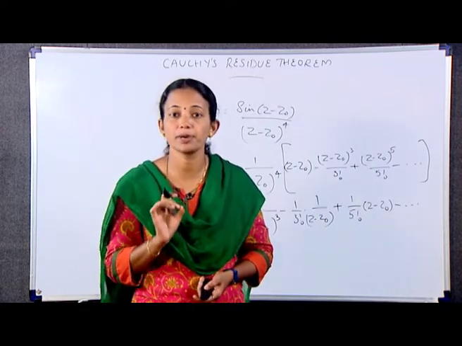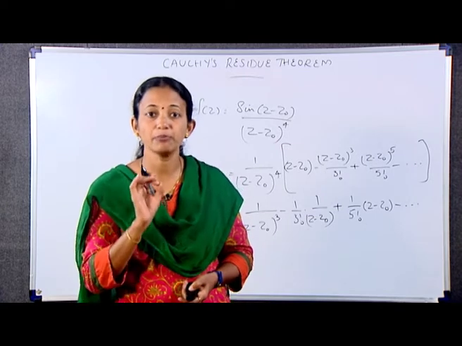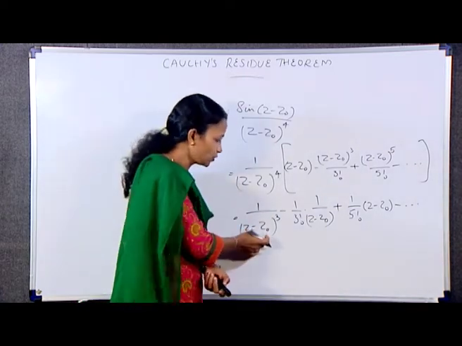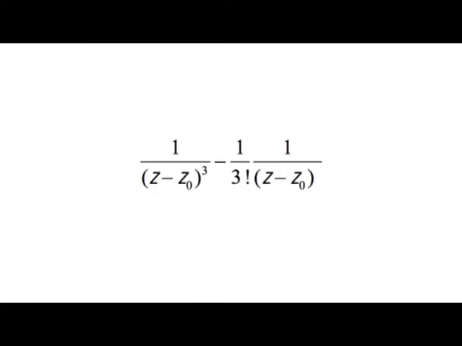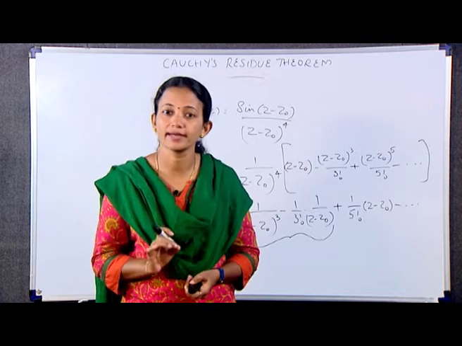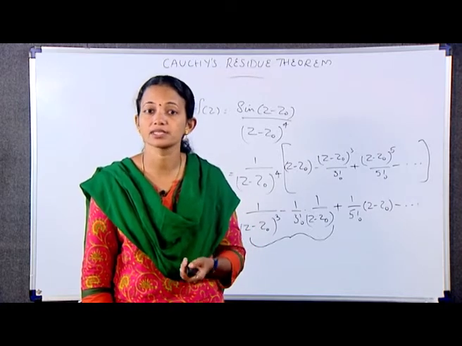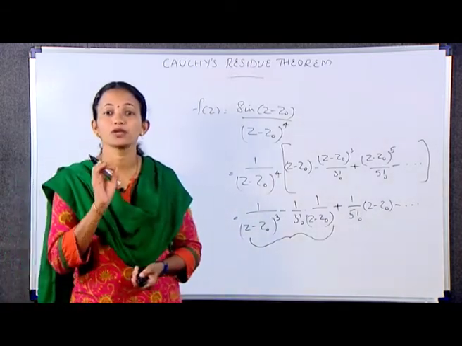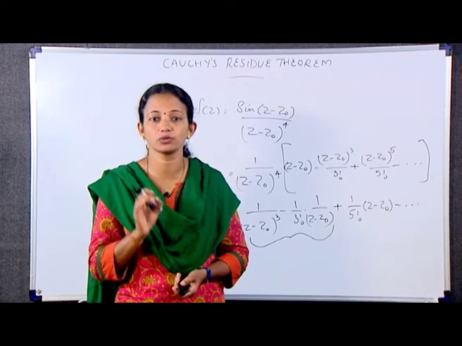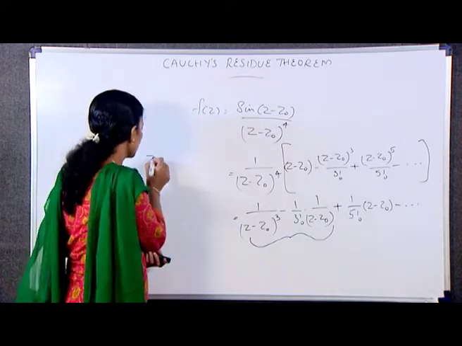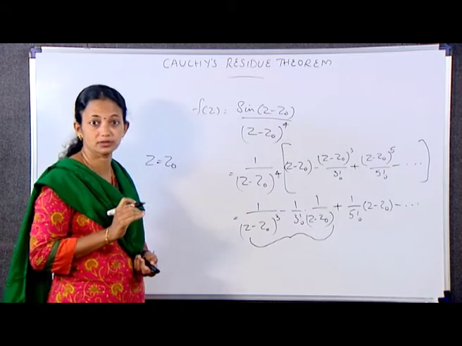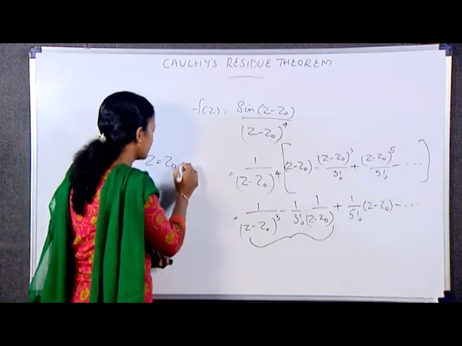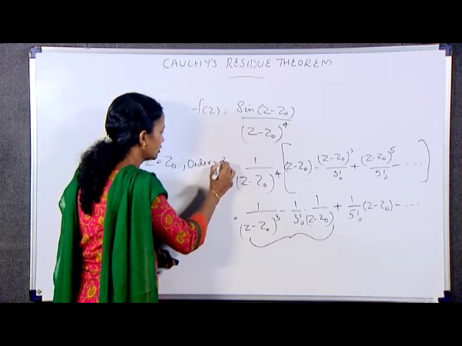Here the principal part of f(z) is 1 by (z minus z0) whole cube minus 1 by 3 factorial into 1 by (z minus z0). This is our principal part and contains only a finite number of terms. Comparing with the standard series given in 3, we have b3 not equal to 0 and b4 equal to b5 equal to etc., which is equal to 0. Hence z equal to z0 is a pole of order 3. Here the order is equal to 3.